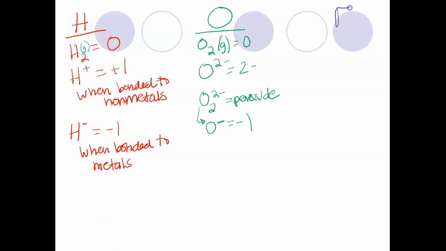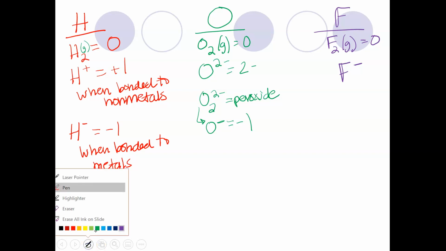Our last element that we can rely on is fluorine. So fluorine as a pure element is F2. So then it's a 0. The rest of the time, fluorine's a -1. That's it. There's no other options. Okay, so fluorine's the most straightforward one. It's just not one we see all the time. So those 3 elements, we can trust those.